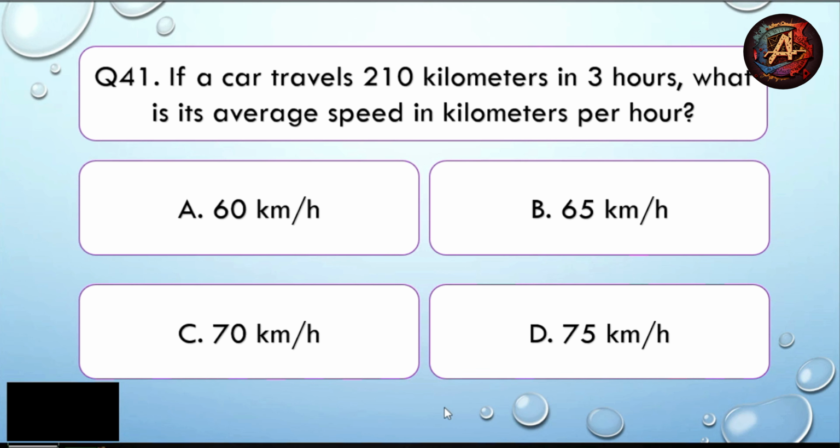If a car travels 210 kilometers in 3 hours, what is its average speed in kilometers per hour? Is it A, 60 kilometers per hour, B, 65 kilometers per hour, C, 70 kilometers per hour, or D, 75 kilometers per hour? I'll give you 5 seconds.